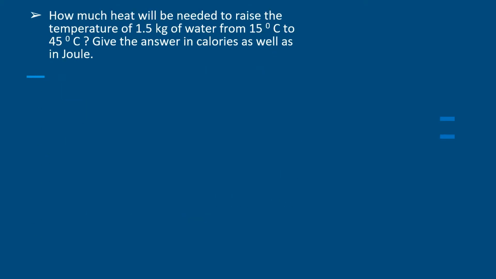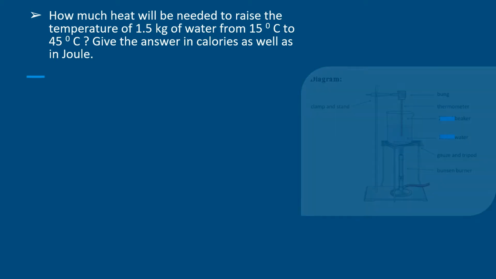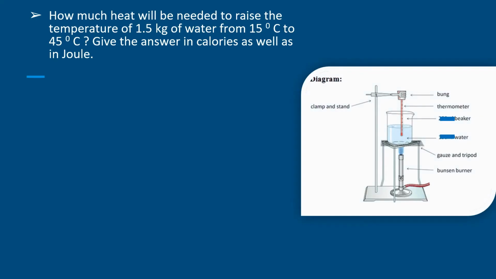Let us solve a problem. How much heat will be needed to raise the temperature of 1.5 kg of water from 15 degrees Celsius to 45 degrees Celsius? Give the answer in calories as well. By reading this problem, we get some information. The mass of water is 1.5 kilograms, and the temperature of water goes from 15 to 45 degrees Celsius.